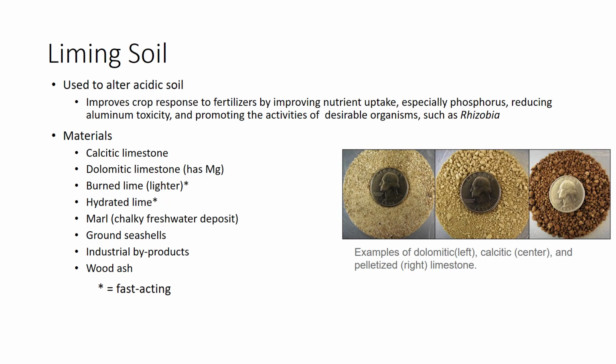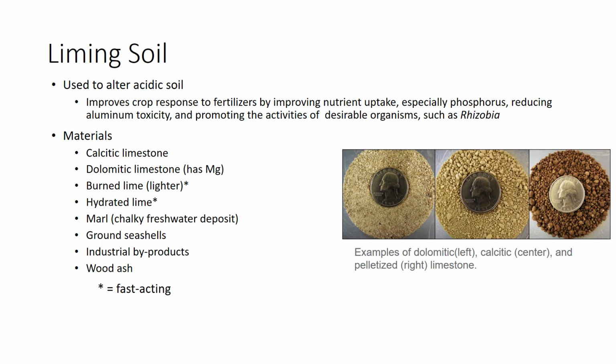Common liming materials include calcitic limestone, dolomitic limestone, burned lime, and hydrated lime. Calcitic limestone is nearly pure calcite, or calcium carbonate, while dolomitic limestone is a mixture of calcium carbonate and magnesium carbonate. Burned lime, or quicklime, is made by heating limestone. Because calcium oxide is lighter, with a lower molecular weight, a smaller weight of it has the same effect as a larger weight of ground limestone. Burned lime also reacts more quickly in the soil but costs more and is hard to handle.